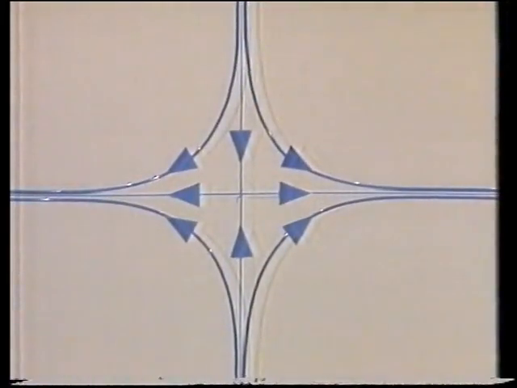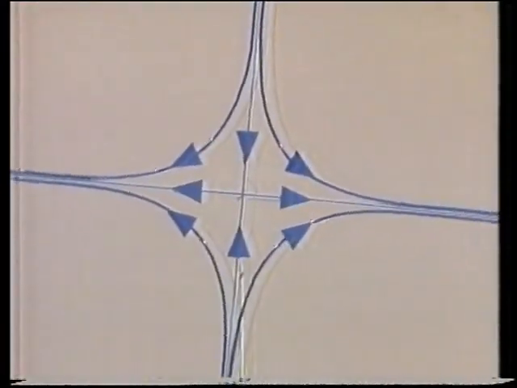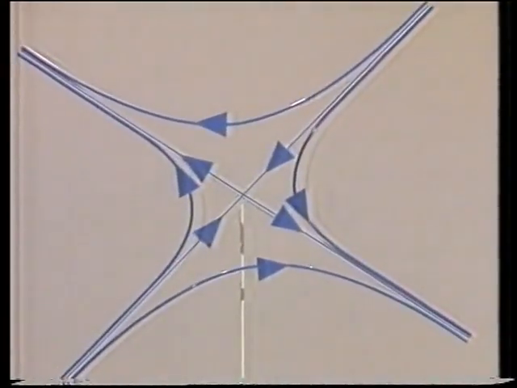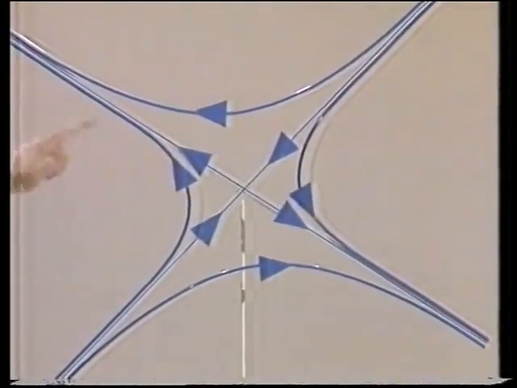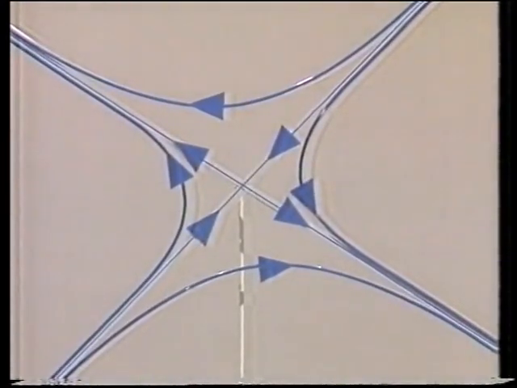In this case, both the x-axis and the y-axis are flow lines. But if we change our coordinate system, change our basis if you like, we can deform the model. The general shape's the same: into the origin along here, and out along here, and past the origin along these hyperbolas.